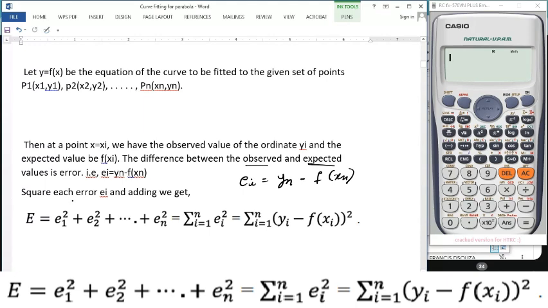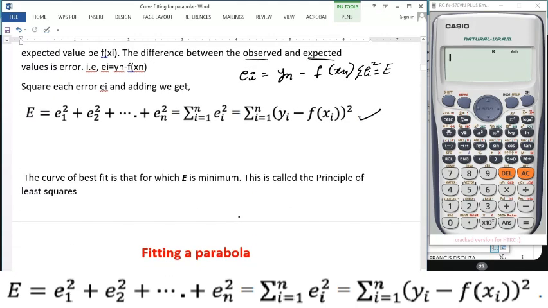How are we going to handle them? We square each error ei and add them. I will denote the sum of the squares by capital E. So we get the sum of all these squared errors, which is given by the formula E equals summation i equals 1 to n of (yi minus f of xi) the whole squared. Please remember this formula and write it down in your book, students. It is a very, very important formula, as for all least squares we are going to use this error. Whatever the error is, we call it the least square error, the difference between the observed value and expected value.